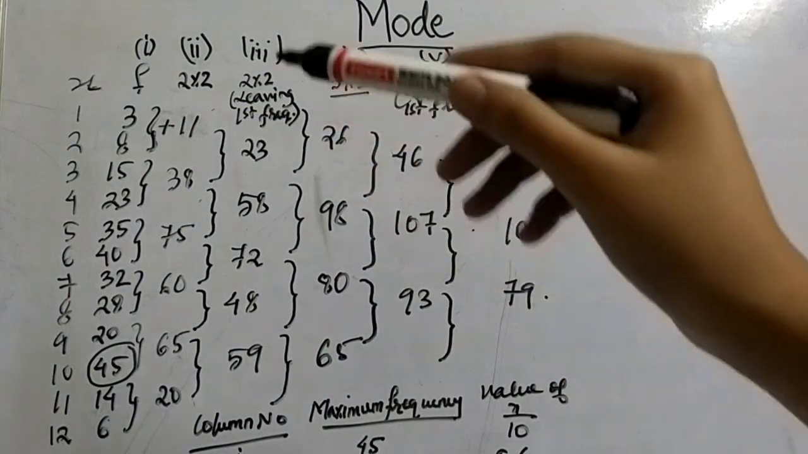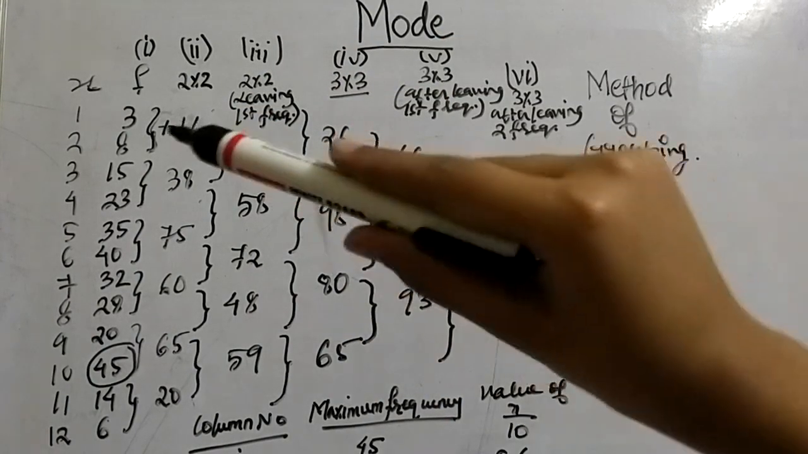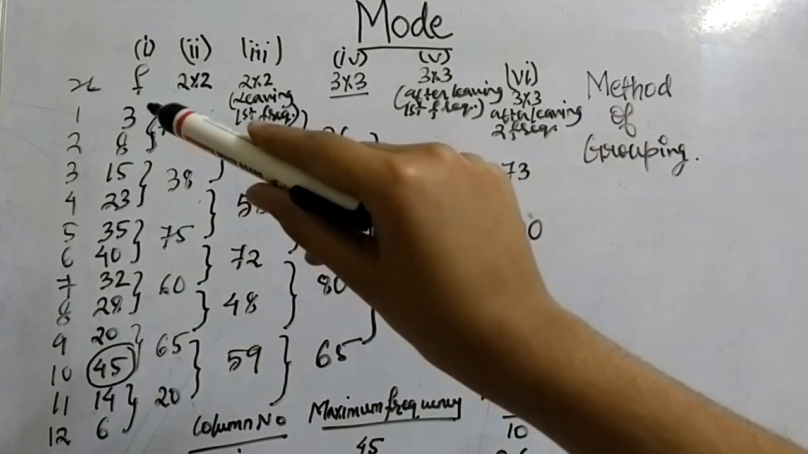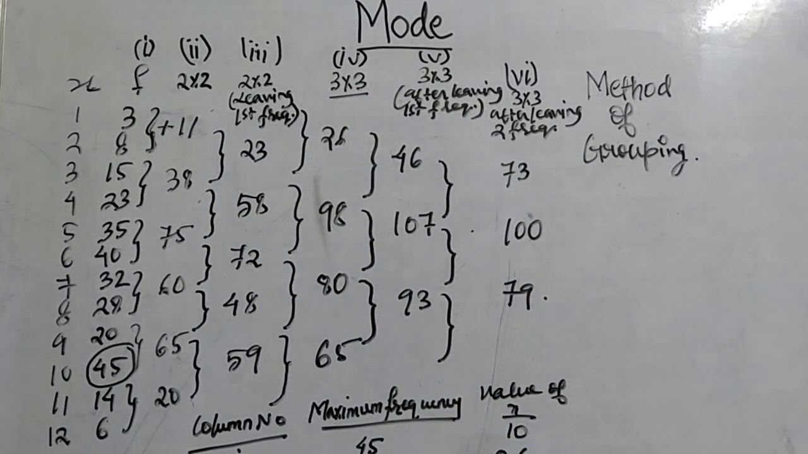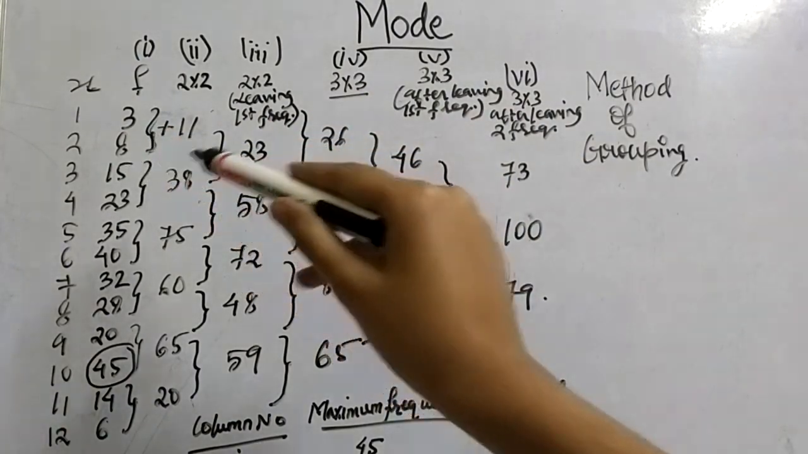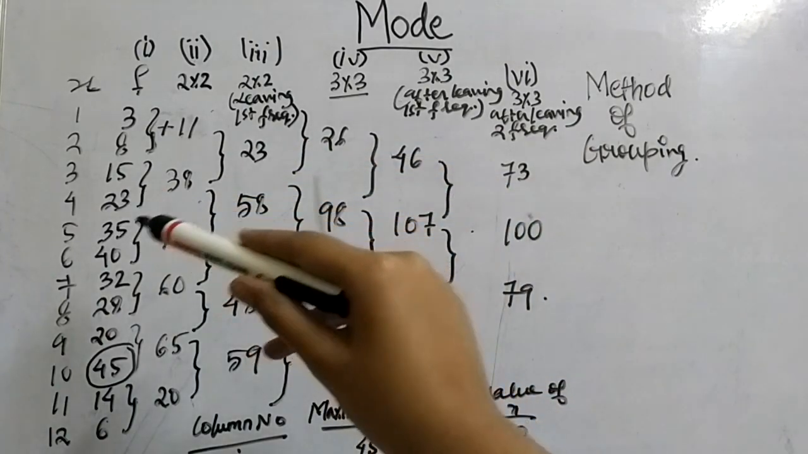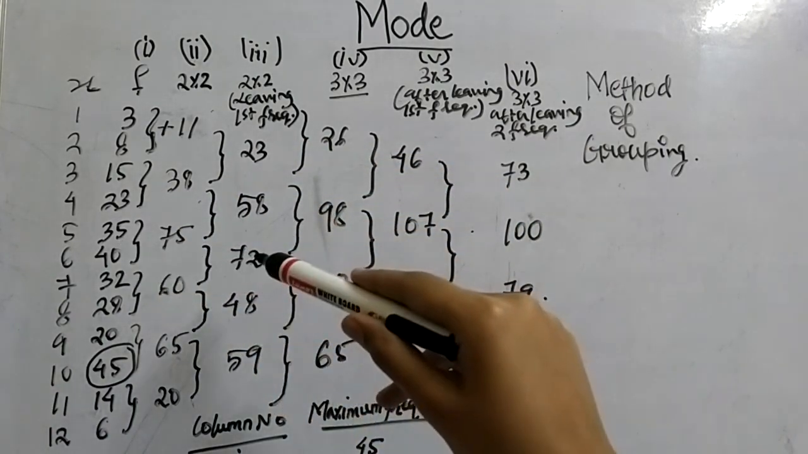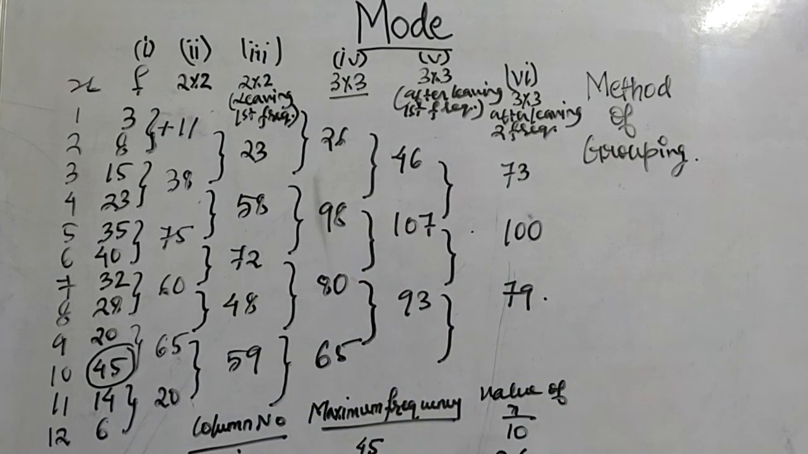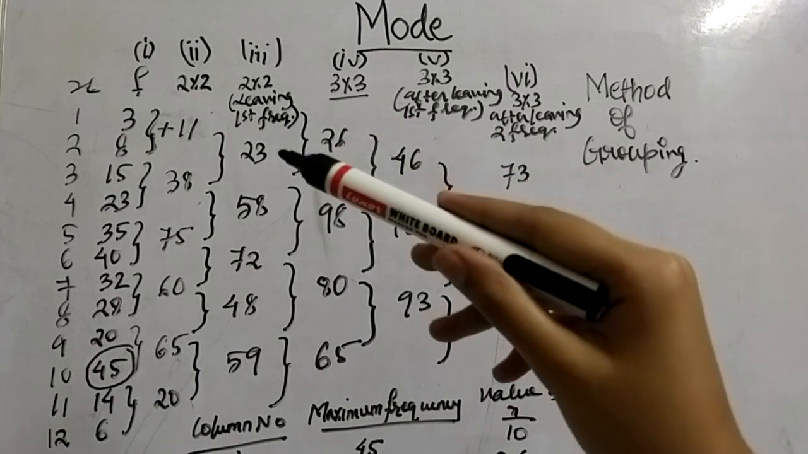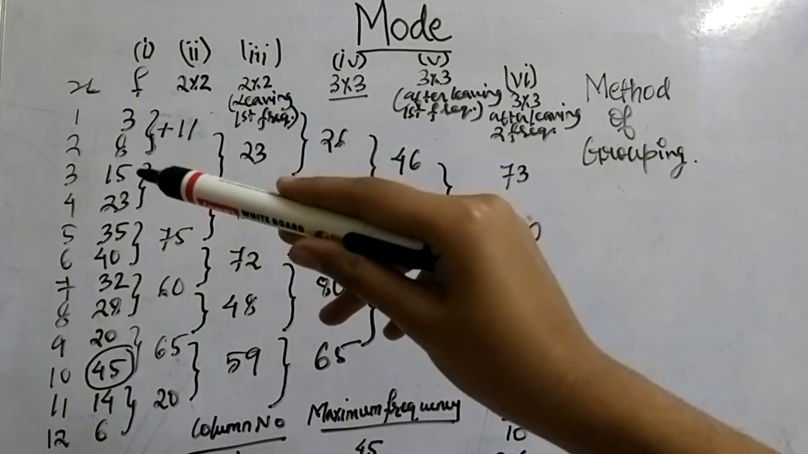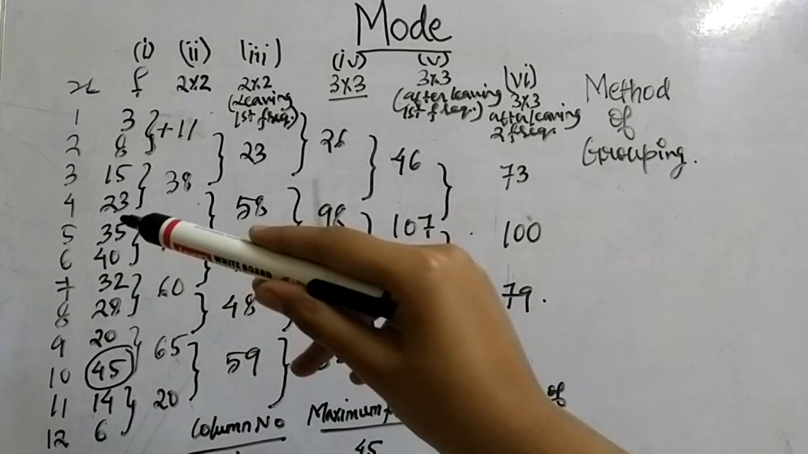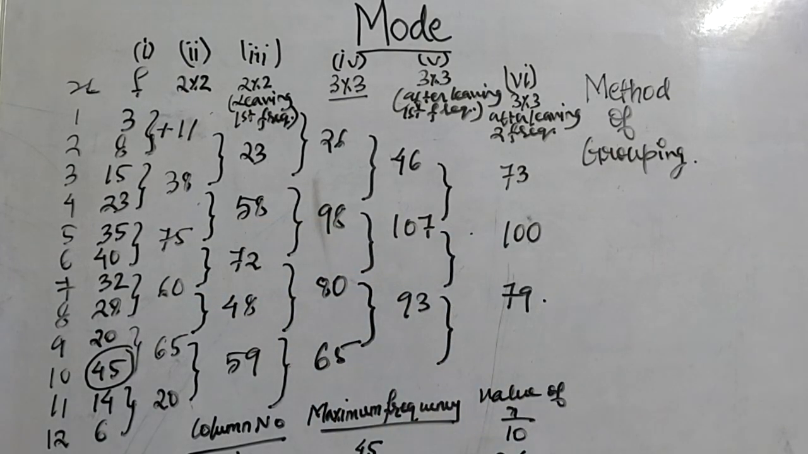Okay. In the third column, what you have to do is leave the first frequency, which is 3, and then add by considering the 2 by 2 formula. Now I have added 8 plus 15, which is 23. 23 plus 35, which is 58, 40 plus 32, which is 72, and so on. Now, in the fourth column, what you have to do is add 3 frequencies at the same time. That is, 3 plus 8 plus 15 is 26. 23, 35, 40 is 98, and so on.